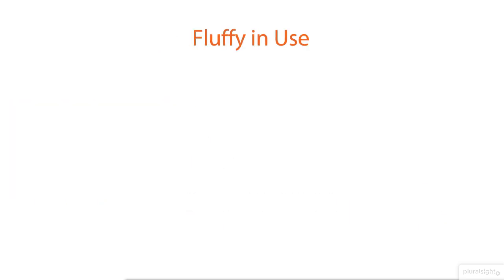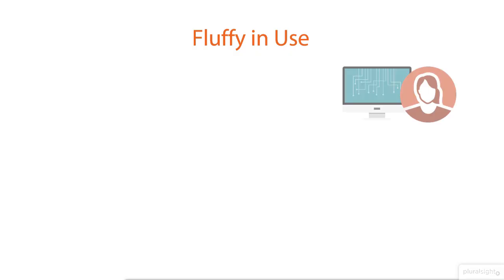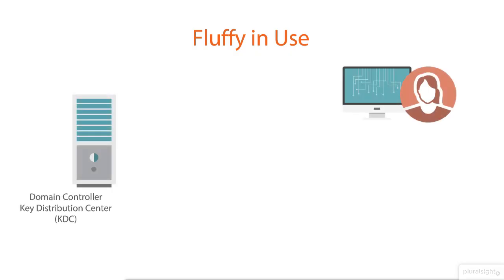So let's take a look at how Fluffy's used. First of all, we have a computer and a user, and we know that we have a domain controller. Now, the domain controllers have some special services running on them. One of them is what they refer to as the KDC, or a Key Distribution Center. And let's say that we have a file server that we're trying to gain access to.